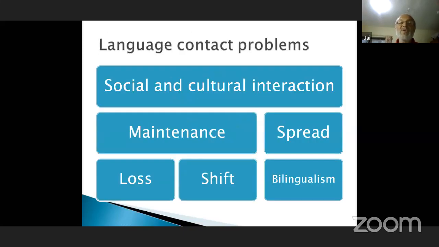Then comes language contact and problems. You have got social and cultural interaction, because we have got such a diverse society. Culturally, we are diverse.